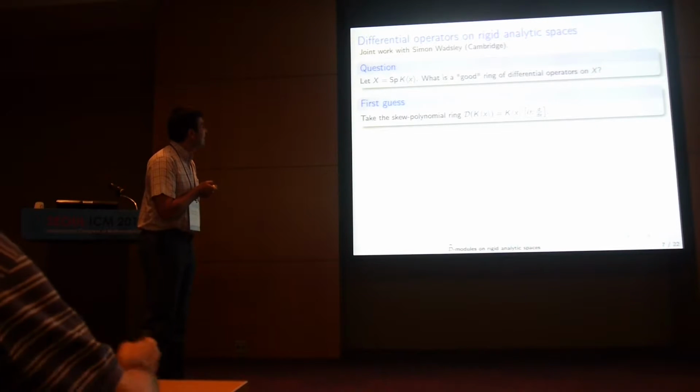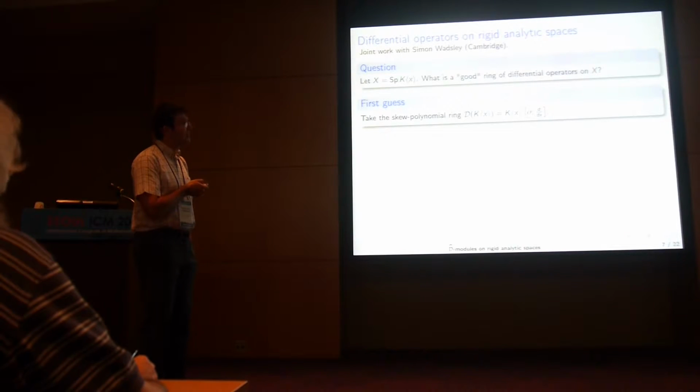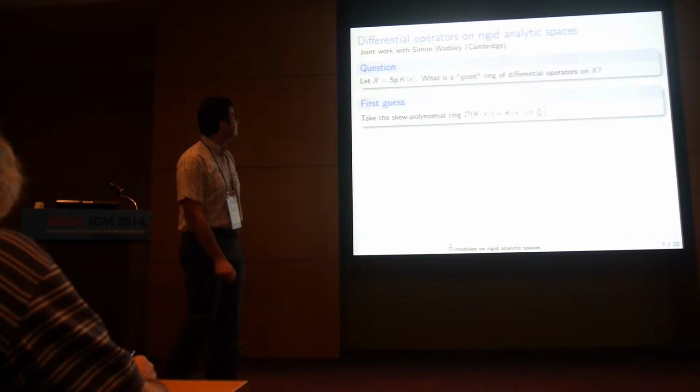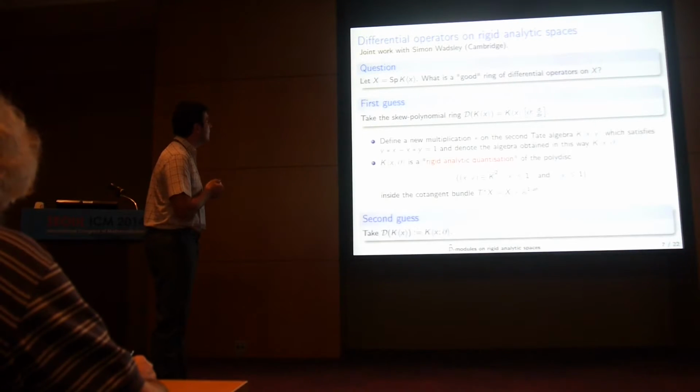So for my purposes, this ring is kind of asymmetric. It's got analytic elements in the function direction, and only polynomials in the differential operator direction. So I don't like that. So let's search for something else.